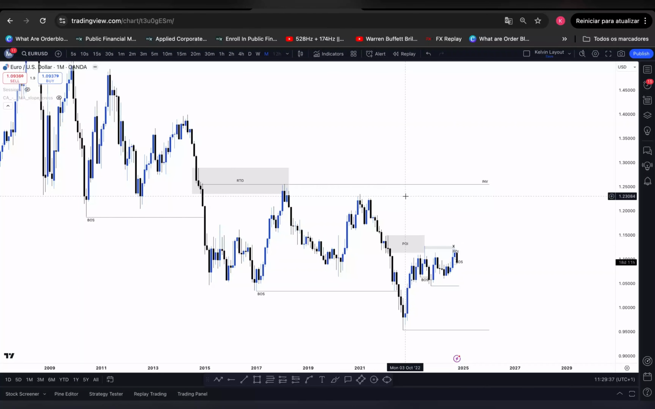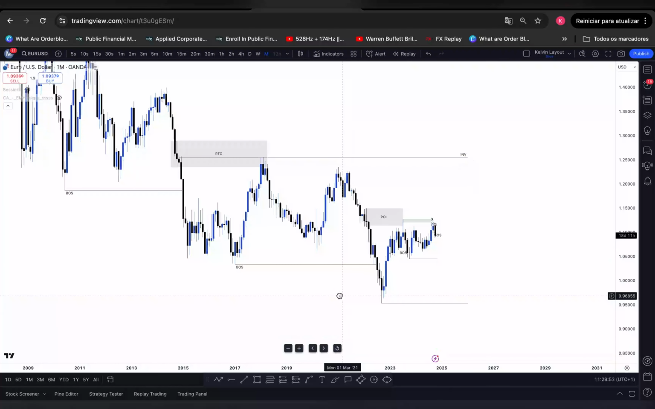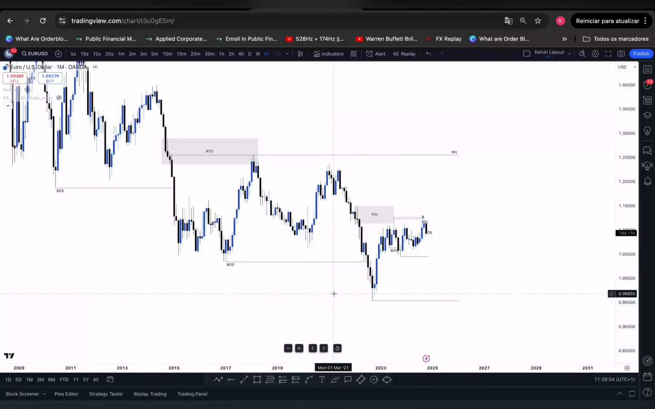So you're looking at Euro USD, for example. If we look at the monthly time frame, we can see that we had a break of structure. Price came back to mitigate this area of interest, and then we had another break of structure. So this was two breaks of structure. Just looking from the monthly time frame, we can clearly see that the overall structure is bearish.